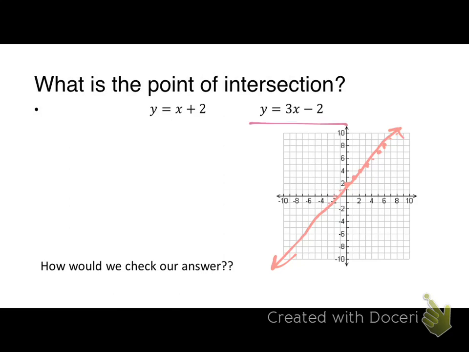And now let's do our other one. So it's down 2. And then we're going to go up 3, 1, 2, 3, to the right 1. And then up 1, 2, 3, to the right 1. So it looks like they're crossing right there. So our point for this one is 2, 4.